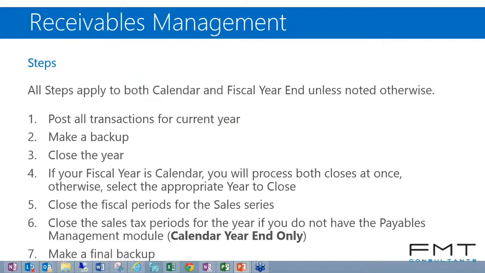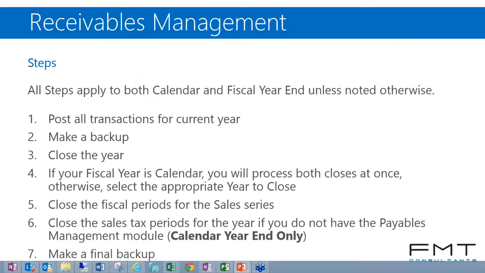Closing the sales tax period for the year, you would do it at this point if you don't run accounts payable, because you only close it once. So you need to make sure before you do the sales tax period close that you have closed both AR and AP, because both can have an impact on that. And then you're going to make a final backup.